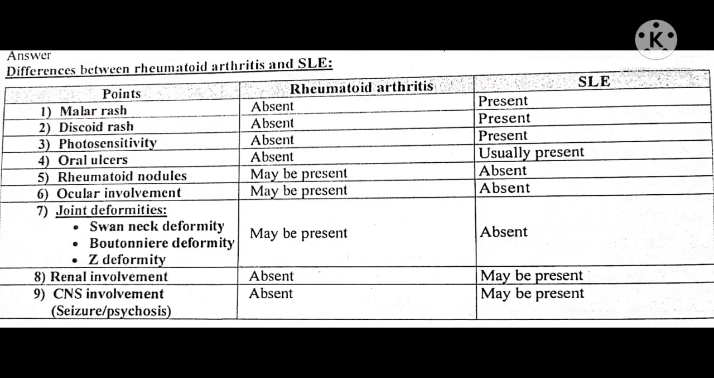In rheumatoid arthritis, rheumatoid nodule, ocular involvement, and joint deformity such as swan neck deformity, boutonniere deformity and Z deformity may be present, but in SLE they are absent.